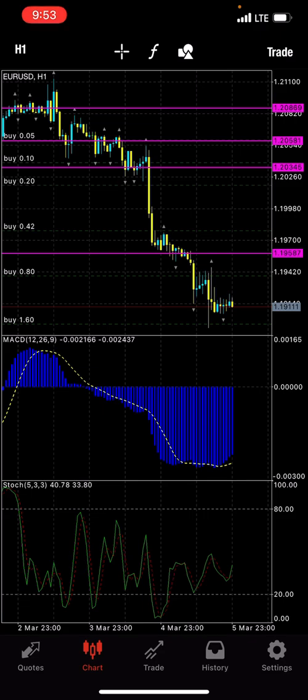I will explain a little bit more in depth. This is just a quick overview. TA is based off of the stochastic to determine floors and tops, the MACD for bearish and bullish momentum, and then price action basically. So that's how I'm trading Forex.